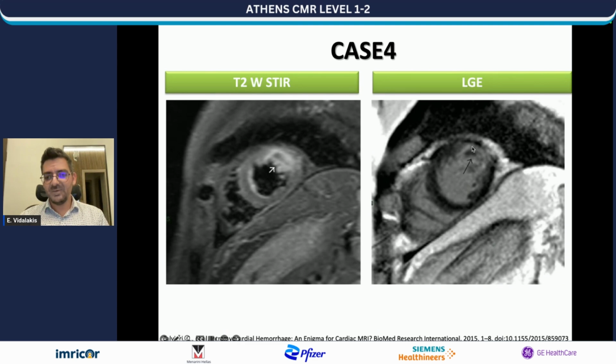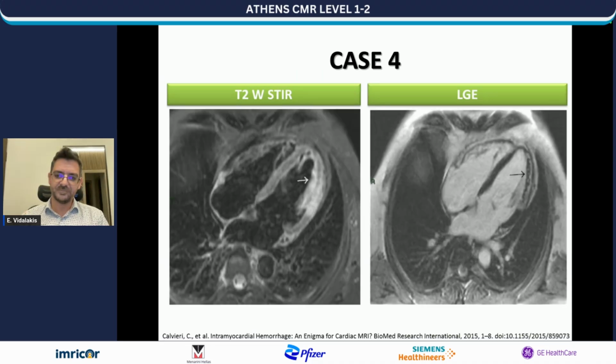On the LG images, we can see the scar, the damage area, because it's very early to say scar. It's better to say damage area. And at the core of the damage area, we can see, again, a dark dot, a dark area, which represents microvascular obstruction. The same findings we have in the long image in the four-chamber view.